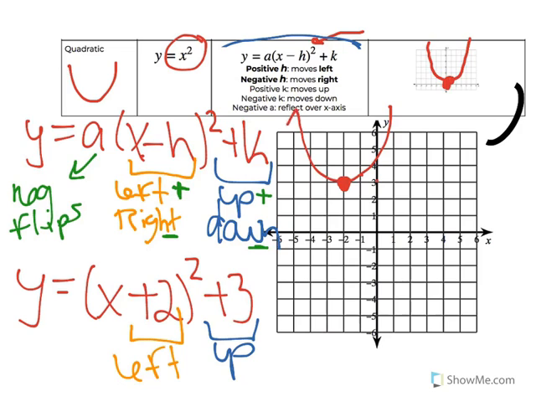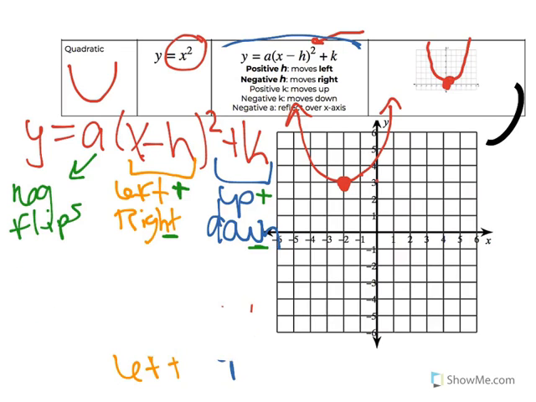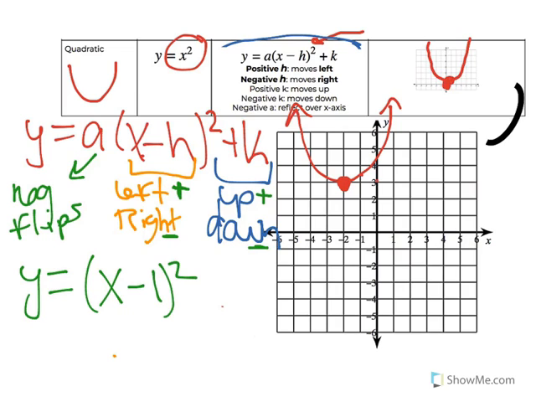So we're going to make our U shape, and it would look like that. Let's look at another one. So let's do y equals x minus 1 squared.